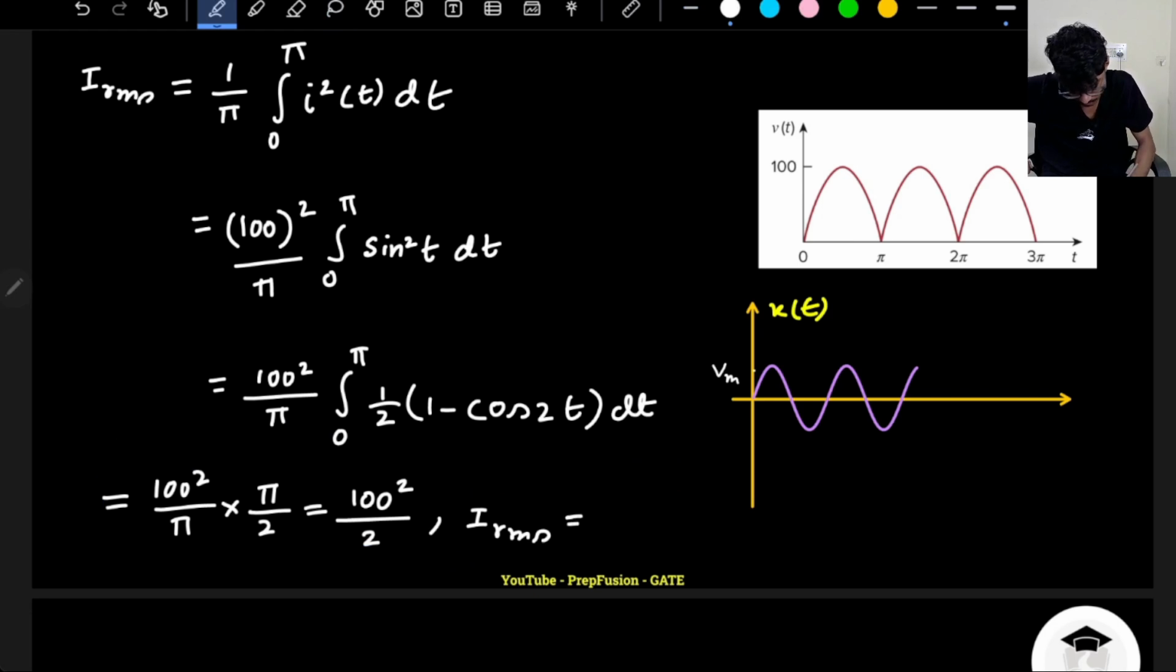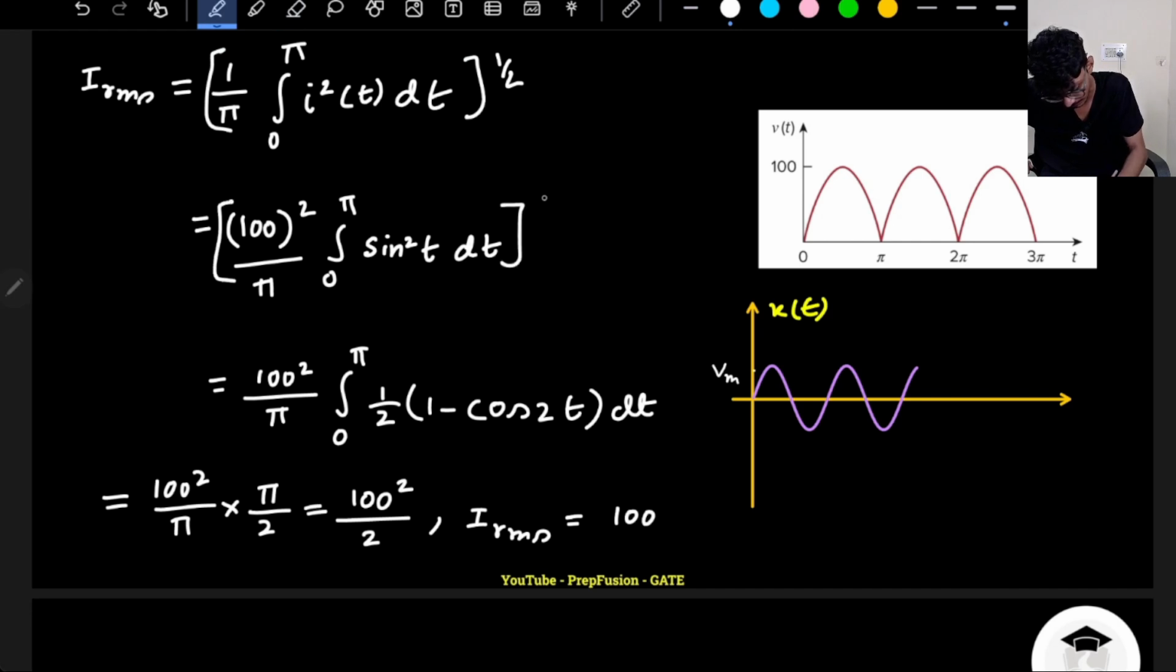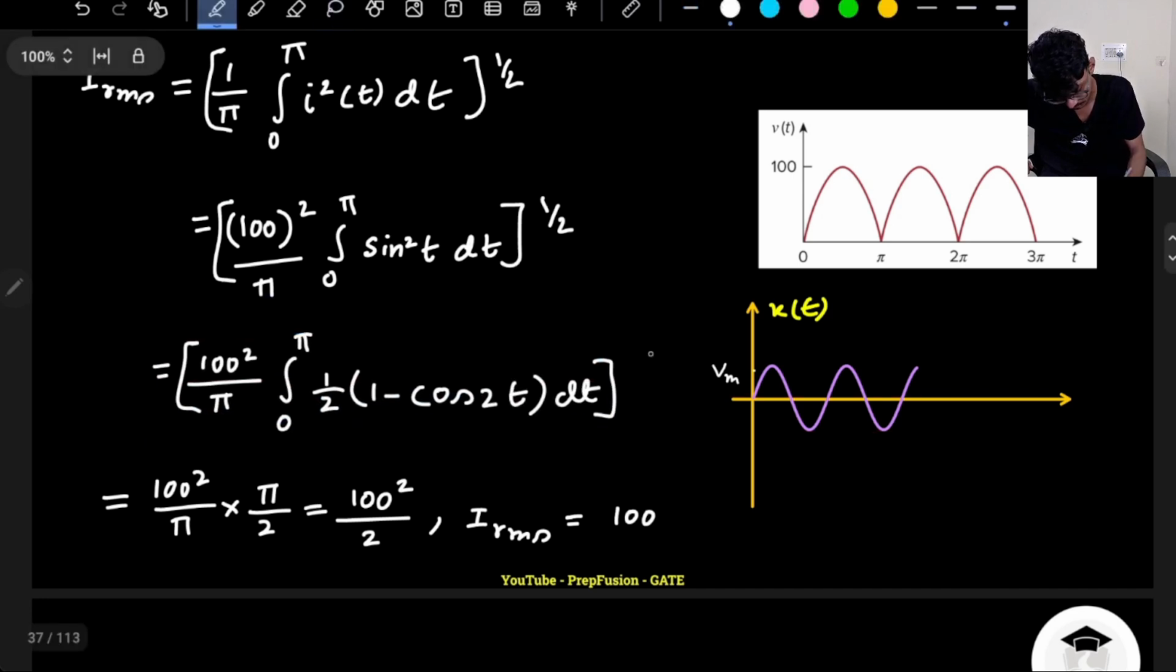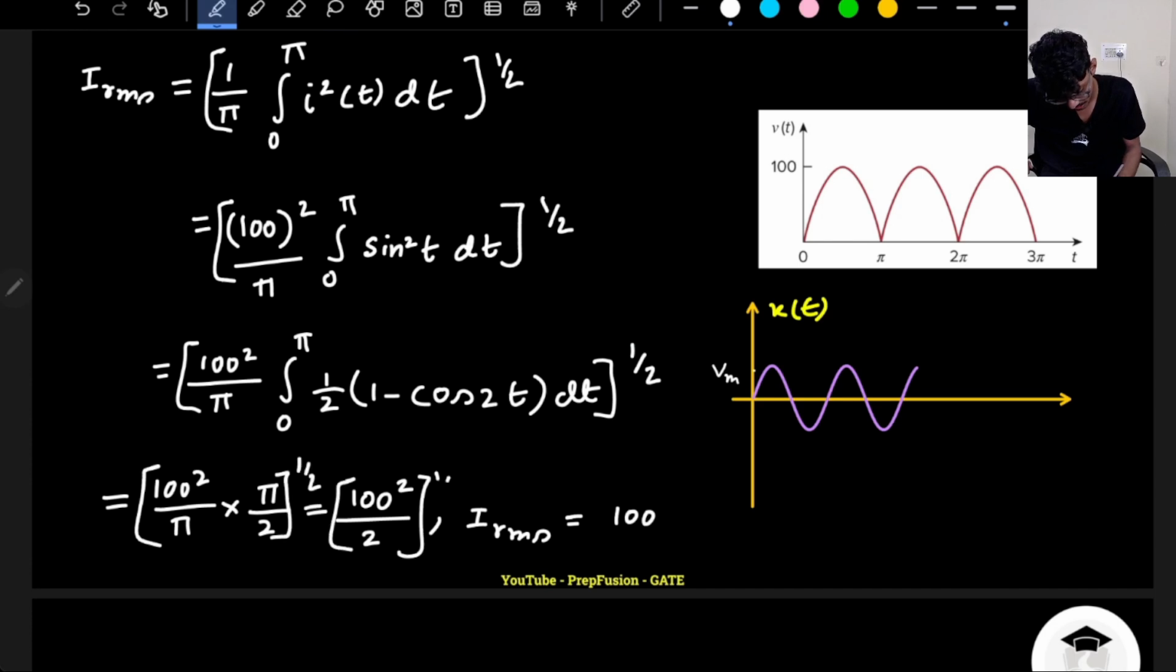IRMS equals 100. Basically I have to take the square root as well, right? I forgot to take the square root, I'm sorry. So everywhere there will be a square root. Okay, so basically it becomes 100 by root 2, which is the same result as I discussed.